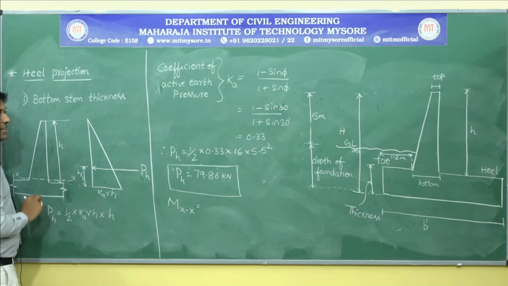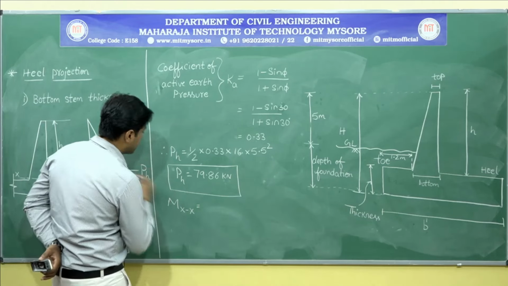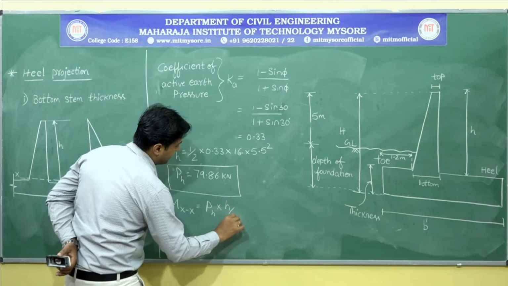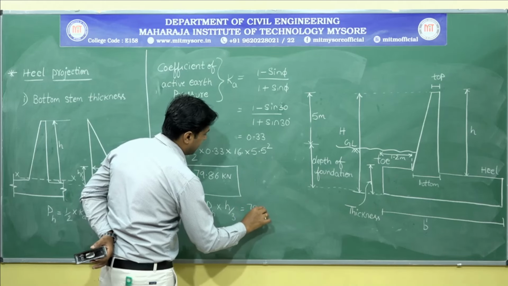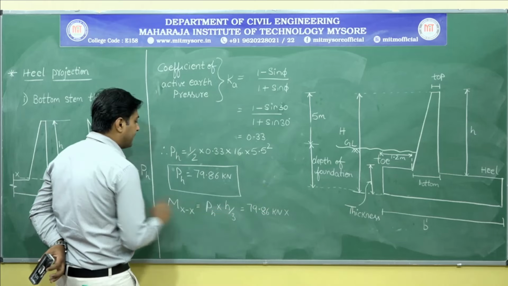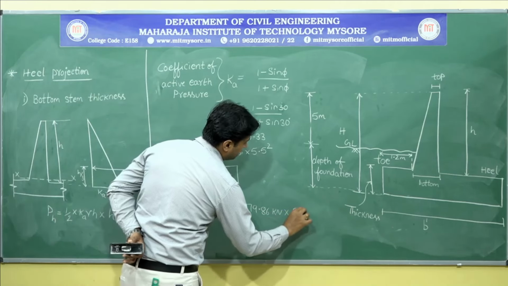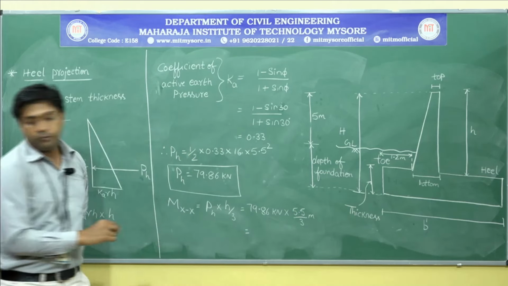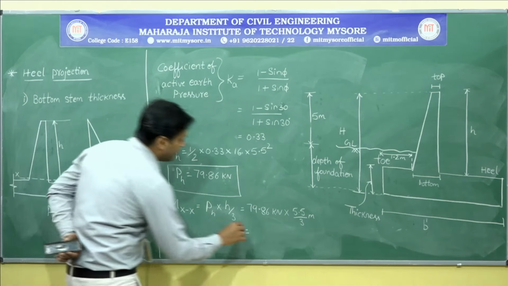So they are almost on the same line. Okay, assume it like that. So you need to take it as h by 3. So the force is pH into the perpendicular distance, which is h by 3. I know the value of pH, I have just calculated it. It is 79.86 kilonewton into h by 3. The total height is 5.5 meter by 3 meter. So finally, the Mxx value will be 146.41 kilonewton meter.